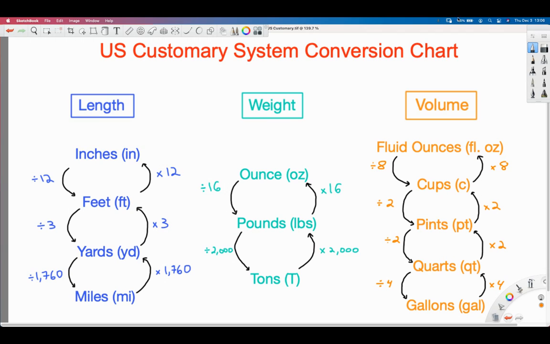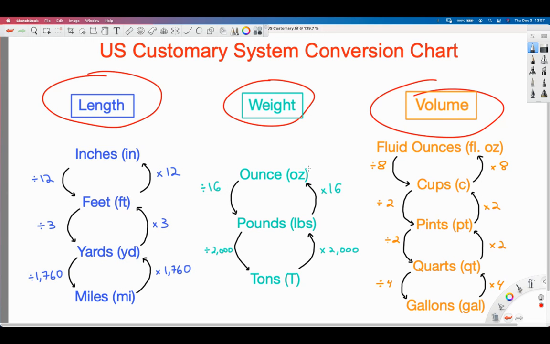So what we have here, everybody, is the US customary system conversion chart that we created the past few days. And I just want to take a minute and review the different concepts on this page. I'll start by talking about the 3 categories. So you see we have our weight, our length, and the volume, right? These are our 3 charts that we're working with.